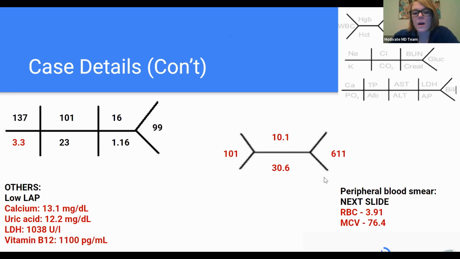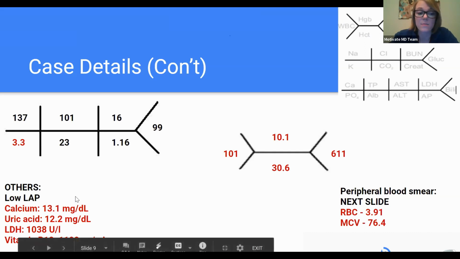Then the platelets are at 611, which is certainly high. That's a high platelet count. Other labs that we're afforded is calcium. Calcium's a little bit high. Uric acid is high. LDH is very high, and vitamin B12 is high.